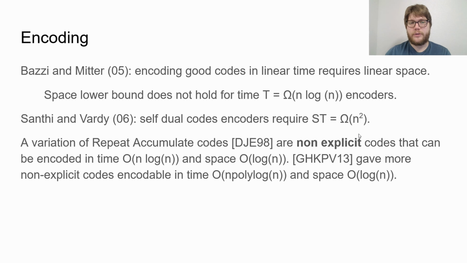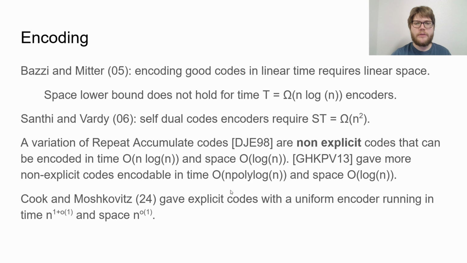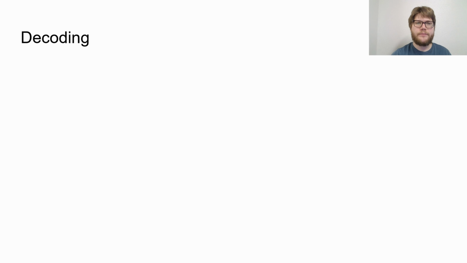There are also known to be non-explicit codes, such as the repeat accumulate codes, that can be encoded in quasi-linear time and logarithmic space, but we don't know how to make these codes explicit. Later, Cook and Moshkovitz gave codes with a uniform encoder that runs in almost linear time and subpolynomial space.